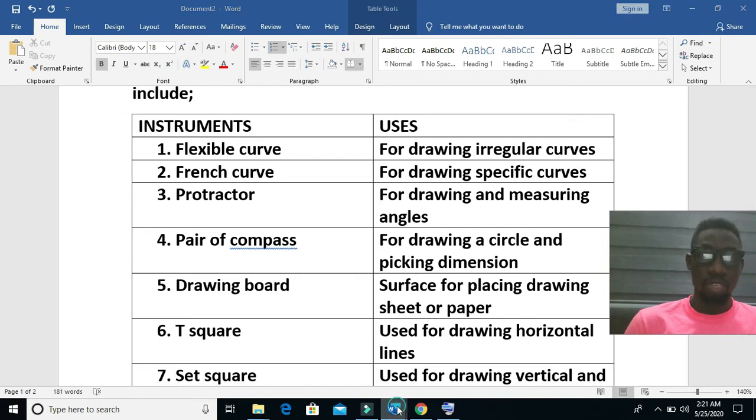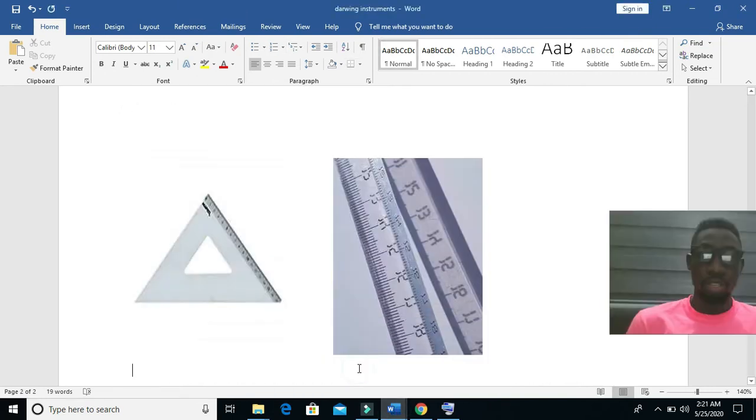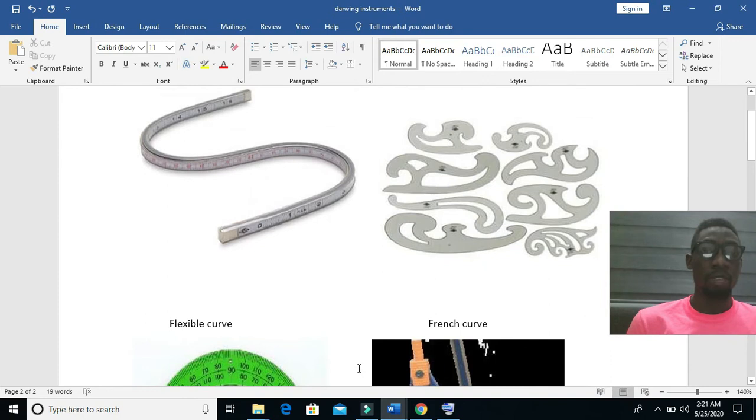So let's quickly take a look at the image of flexible curve. You can see it here, this first one. You can see that the shape itself is irregular, so it is used for drawing irregular curves. This is what we call a flexible curve. It's an instrument used in drawing, and it's basically used for drawing irregular curves.